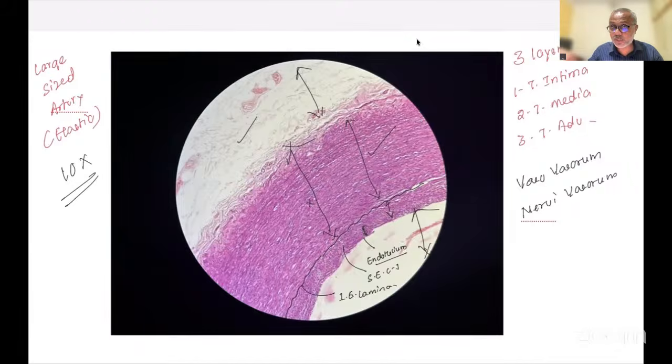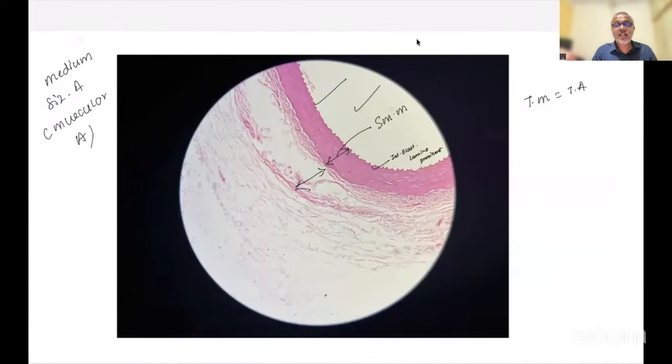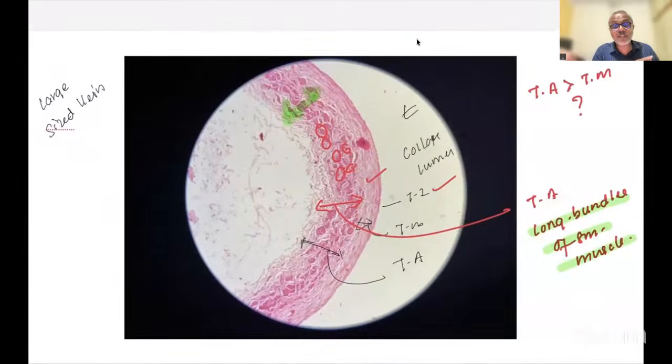So how will you diagnose blood vessel slides? Look at the orientation of the tunica media. Thick tunica media, more than tunica adventitia: large-sized artery. If the tunica media and adventitia are of the same thickness: medium-sized artery or muscular artery. If the tunica adventitia appears to be the thickest layer, it is a large-sized vein. This is how you should actually identify the slides of blood vessels.